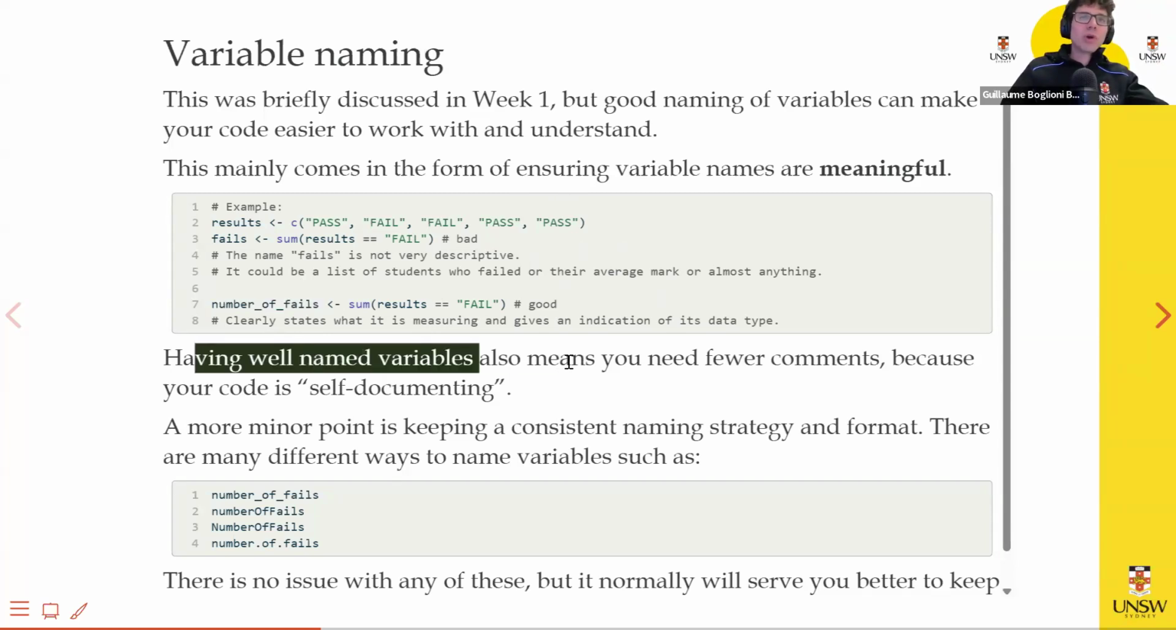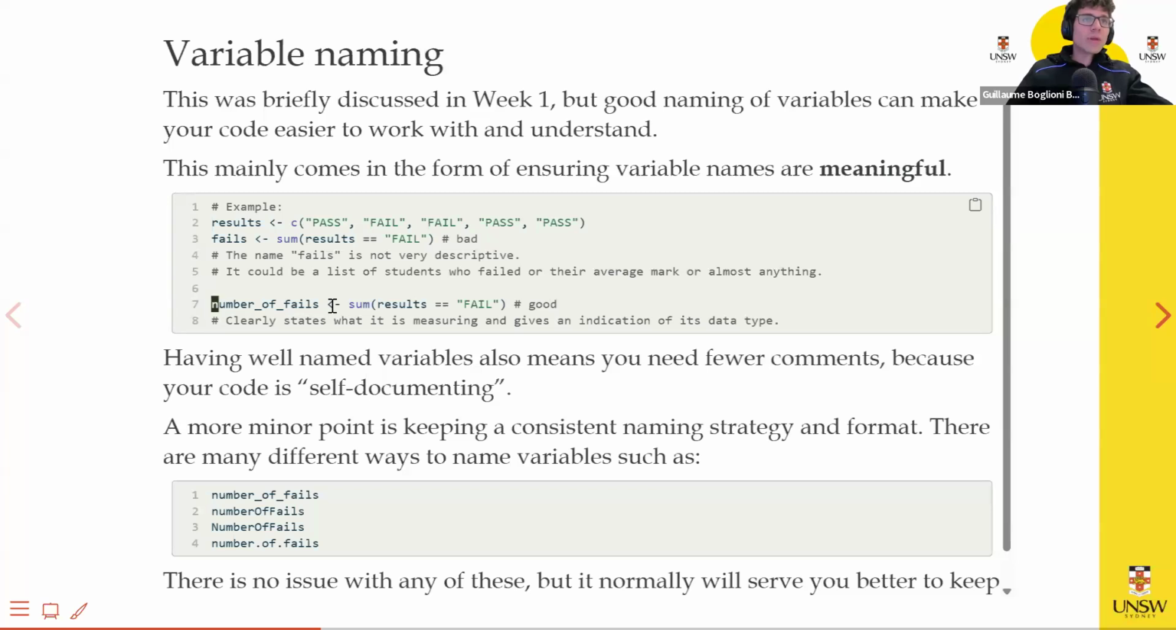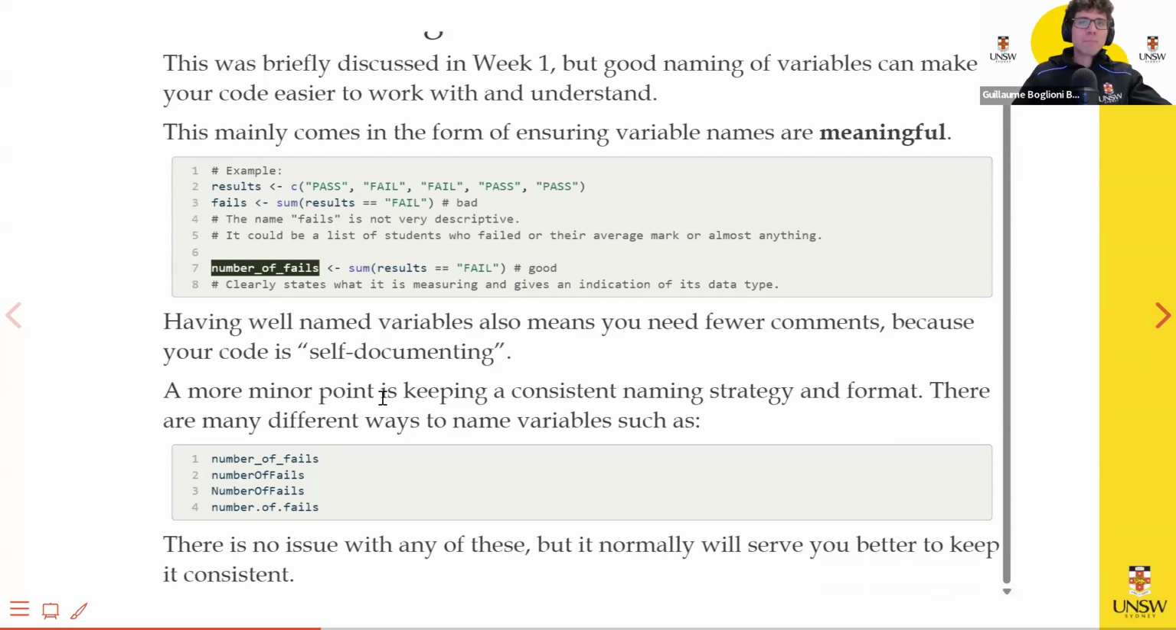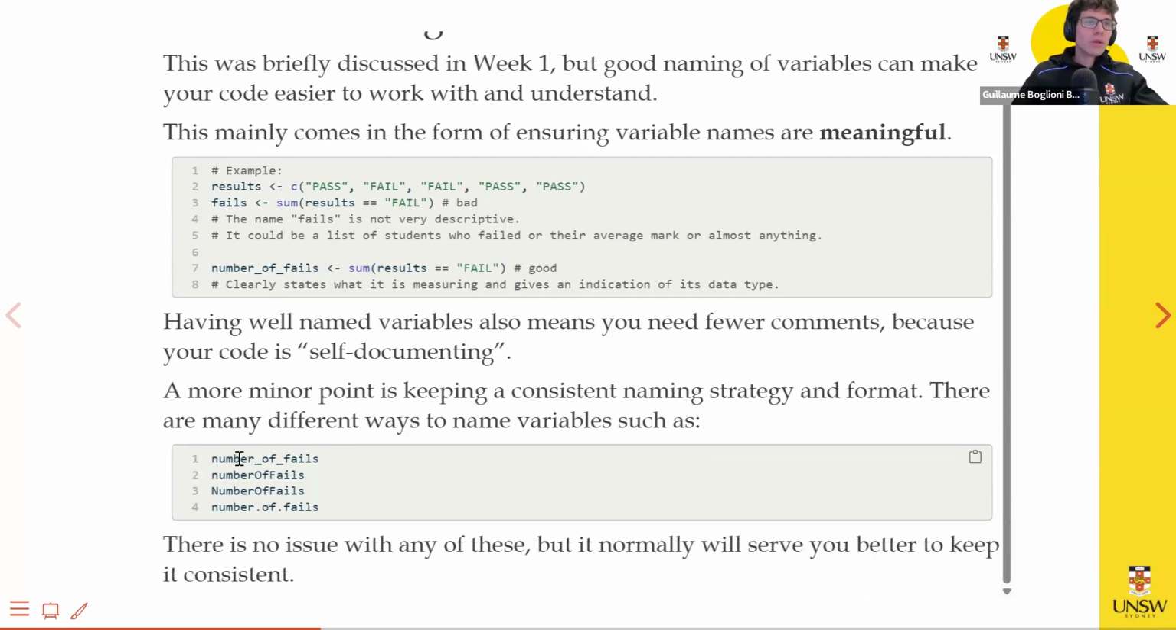And maybe having well-named variables means you need fewer comments, because then you don't really need a line of comment to say what this is, or the number of fails is pretty self-explanatory. A bit of a minor point, but maybe try to be consistent in how you name your variables. So number of fails would be fine. Number dot of fails, maybe you want to use lowercase and then uppercase, something like that. But then if you pick the underscore to be your favorite kind of convention for names, keep underscore everywhere. It's a bit neater. But that point, I suppose, is a bit minor.